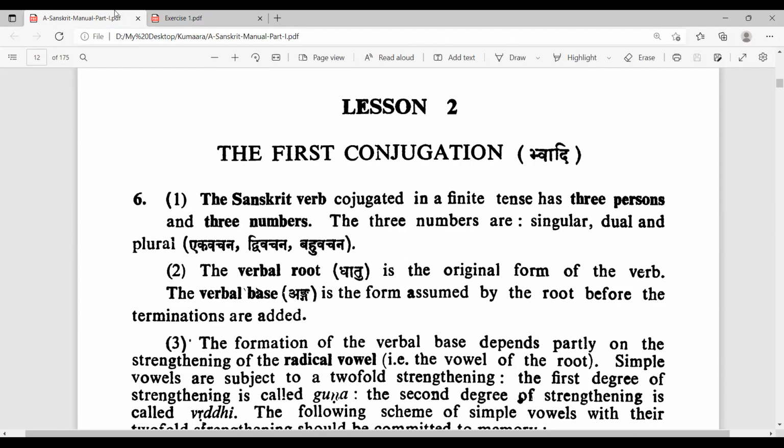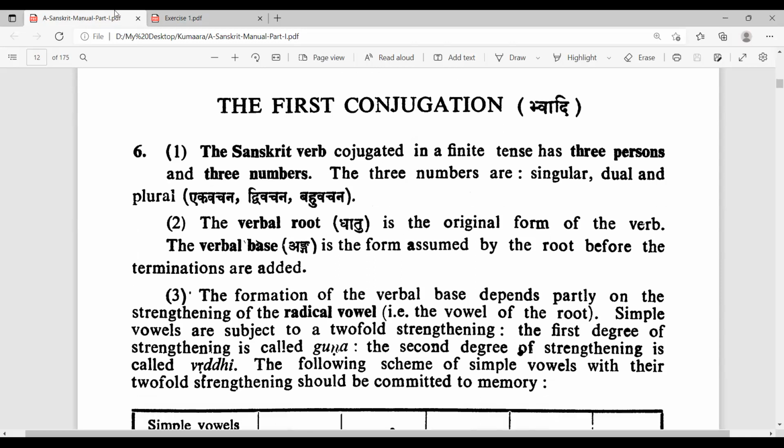Vadigana. The Sanskrit verb conjugated in a finite sense has 3 persons and 3 numbers. The 3 numbers are Ekavachanam, Dvivachanam, and Bahuvachanam. Verbal root is called Dhatu, and verbal base, okay, you can note the name. Anga is called by him by the name Base. The name is confusing: verbal root we are calling verbal base. If you can call them distinctly, it's okay.